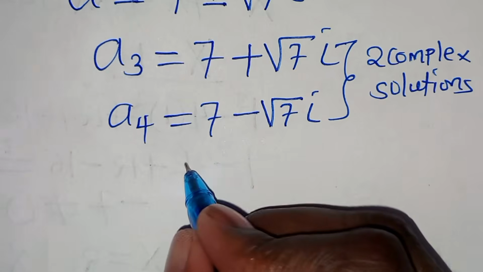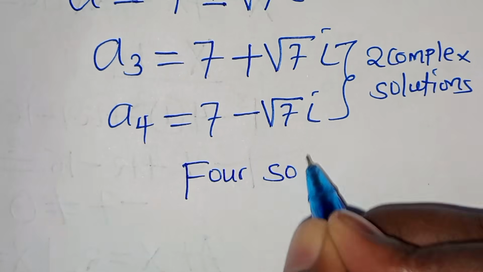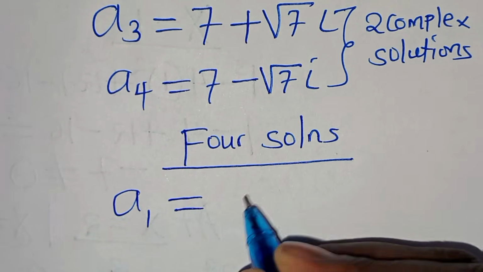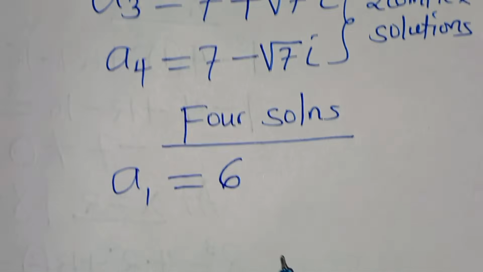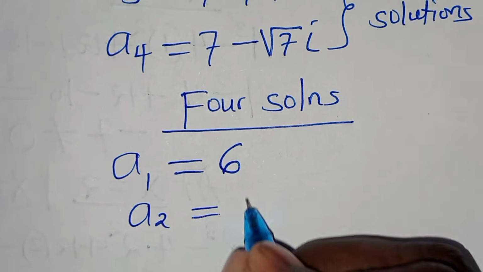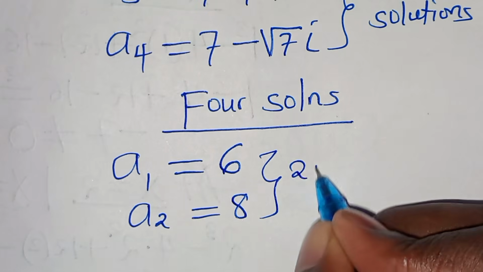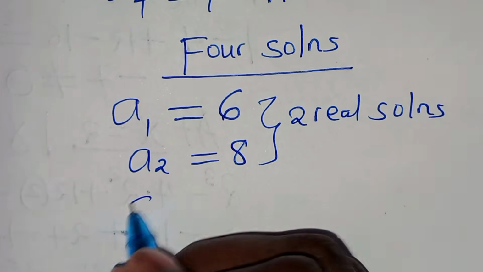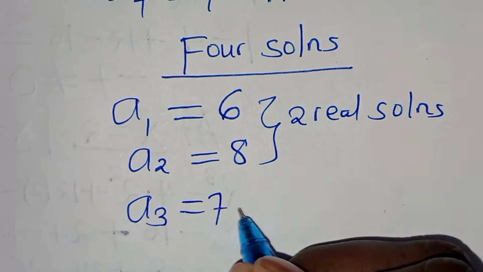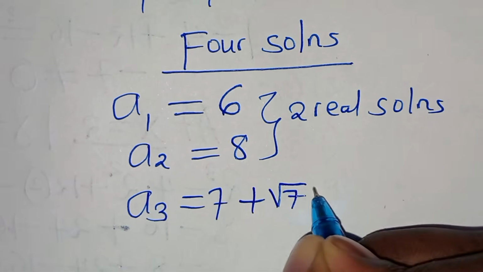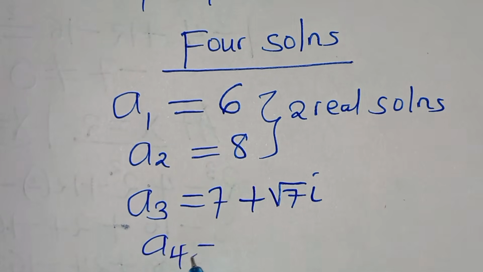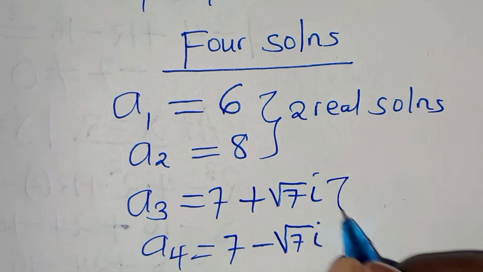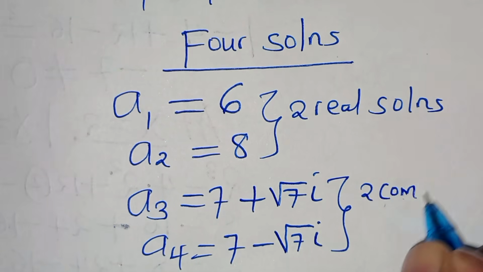So in total, we have 4 solutions. A1 is equal to 6, A2 is equal to 8. Remember, these are two real solutions. And then we have A3, which is 7 plus square root of 7i, then A4 is equal to 7 minus square root of 7i. And these are two complex solutions.